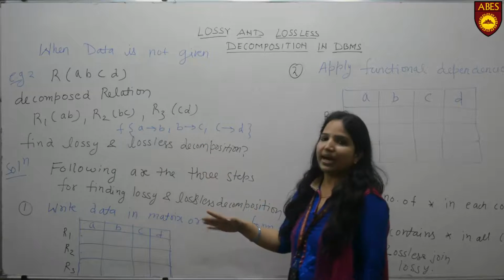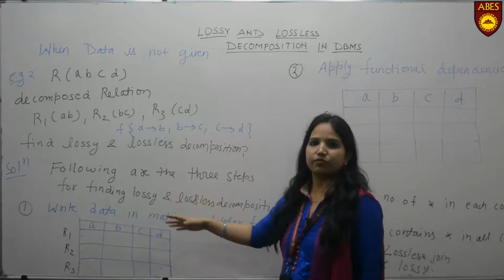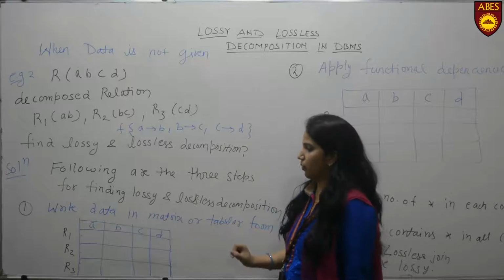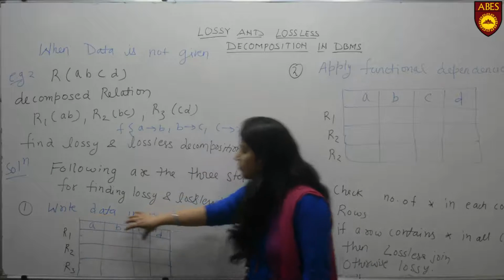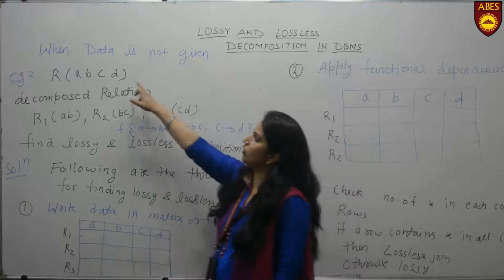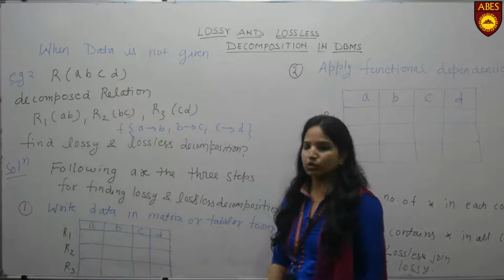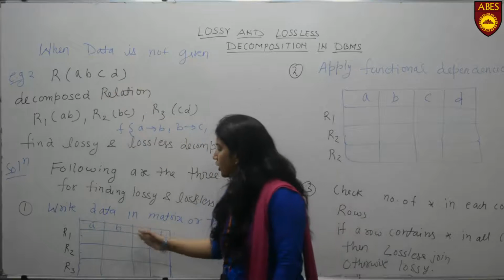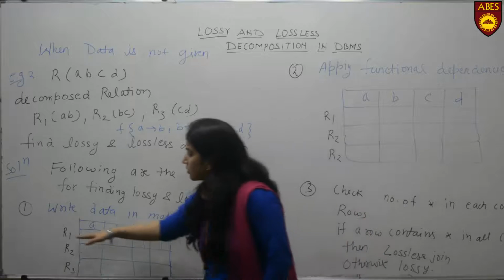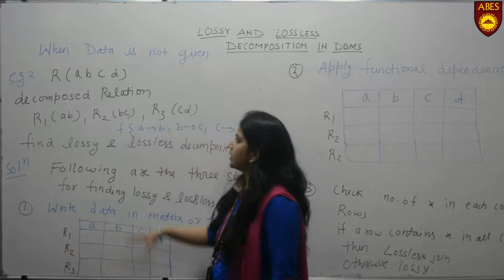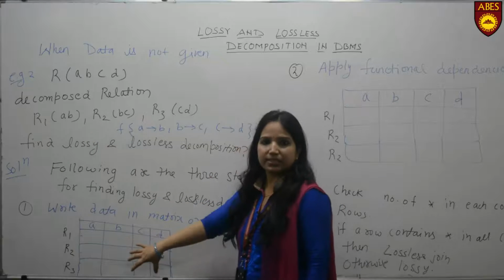For that purpose, we have 3 steps. In the first step, we will write down the data in the form of a matrix or tabular form. How will we prepare the table? Here, the columns of the table will represent the attributes of the original relation. In the original relation, we have 4 attributes, so we will have 4 columns in this table. And the rows of the table will represent the split relations. So how will we fill the entries in this table?